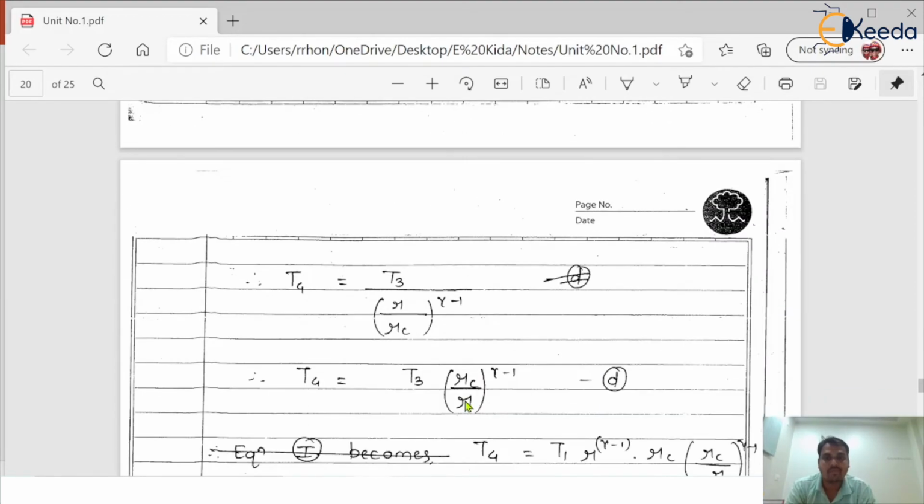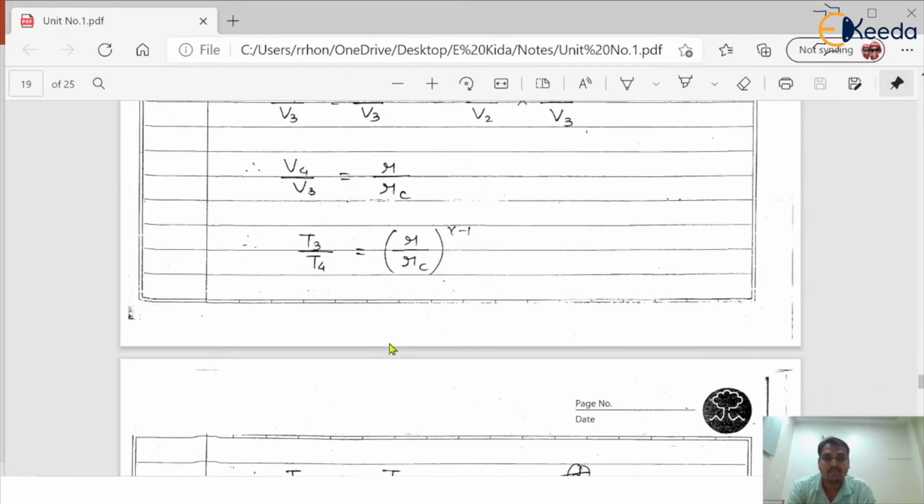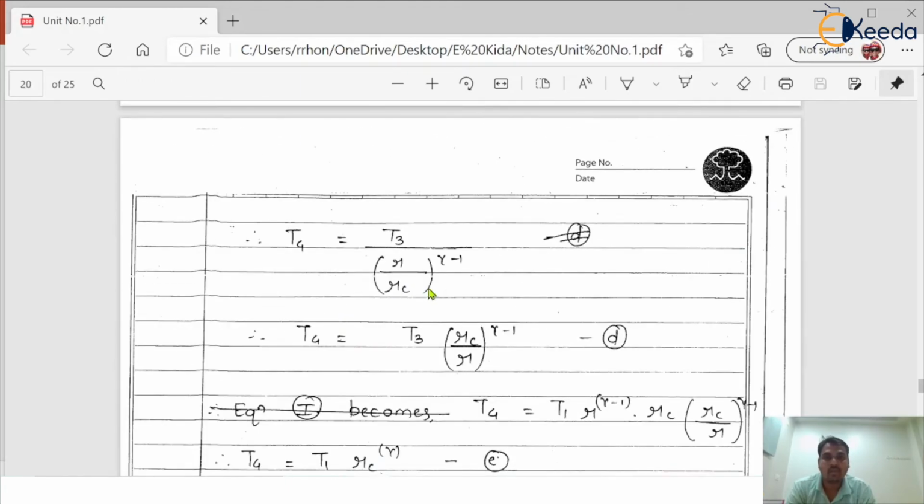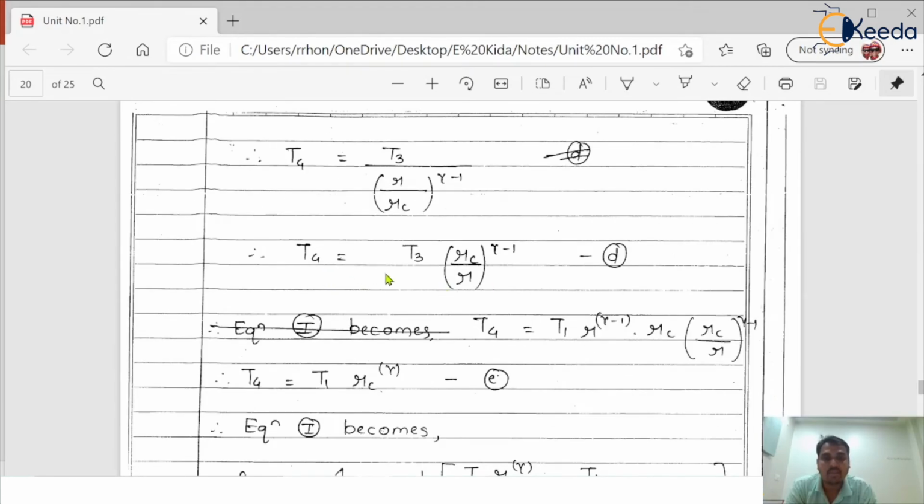Okay. So finally again further simplification, take down this T4 over here and this R divided by RC raised to gamma minus 1 at this side, left side. So finally we can write this equation in simplified manner and we can get T4 is equal to T3 into RC divided by R raised to gamma minus 1, give equation number D.